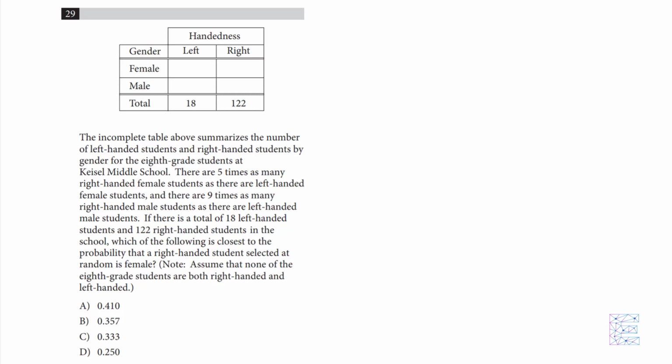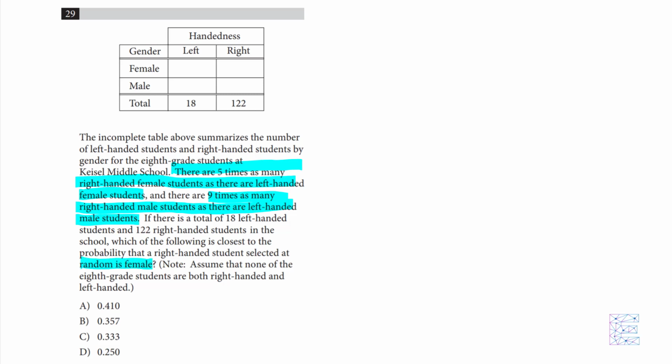The incomplete table above summarizes the number of left-handed students and right-handed students by gender for 8th grade students at Kiesel Middle School. There are 5 times as many right-handed female students as there are left-handed female students, and there are 9 times as many right-handed male students as there are left-handed male students. If there is a total of 18 left-handed students and 122 right-handed students in the school, which of the following is closest to the probability that a right-handed student selected at random is female?